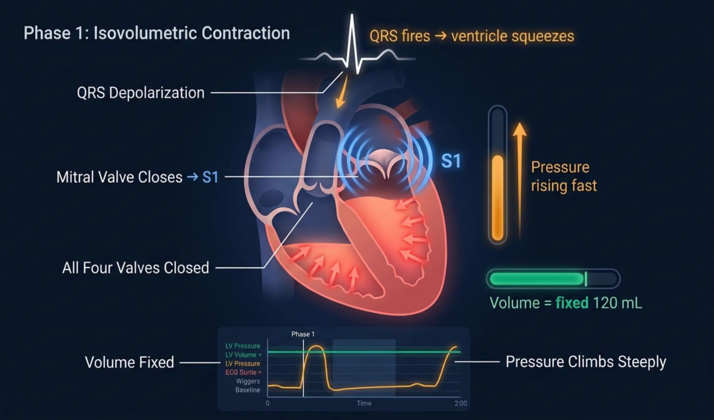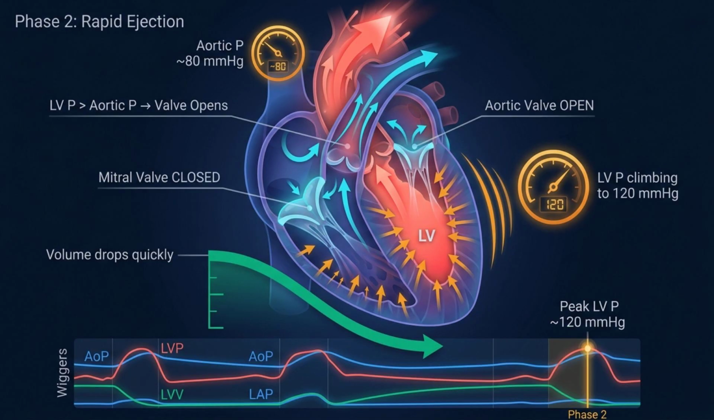Now all four valves are closed. The ventricle is squeezing against a fixed volume. No blood is going anywhere, but pressure is climbing steeply. That's why it's called isovolumetric. The volume doesn't change.